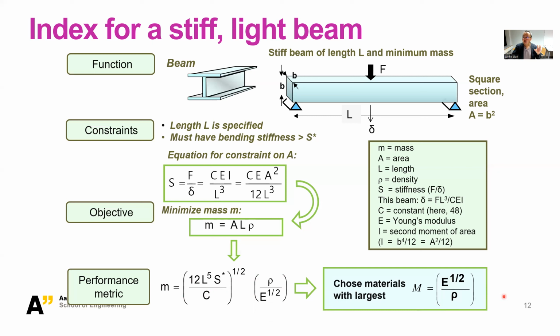This is how the bending material index was derived. This is very useful. Once you learn how this is derived, you could apply this to so many components and structures to choose your materials. Of course, if you have a different loading mode, you have to learn the methodology shown here to do the derivation.